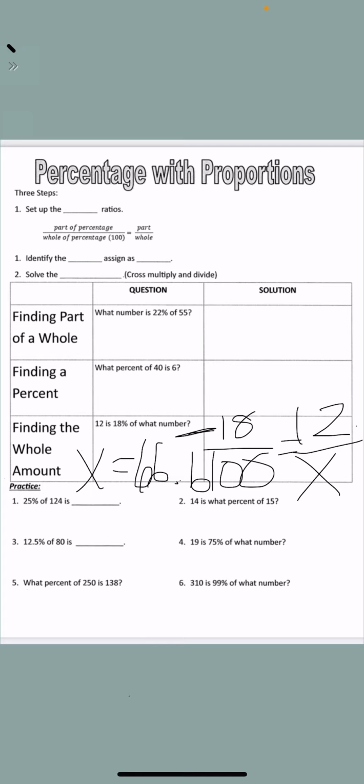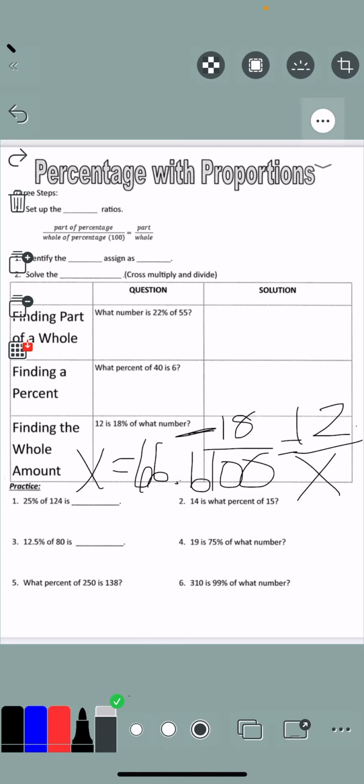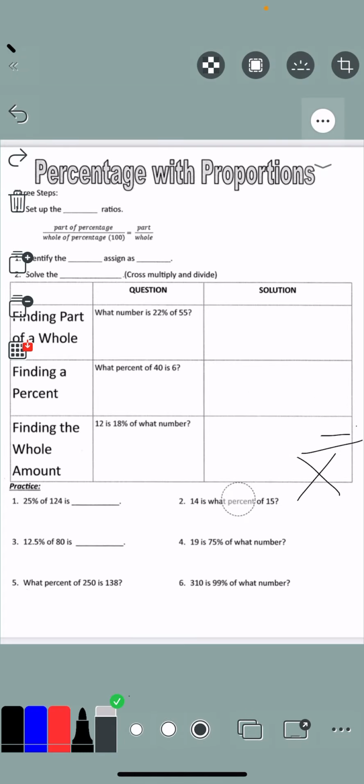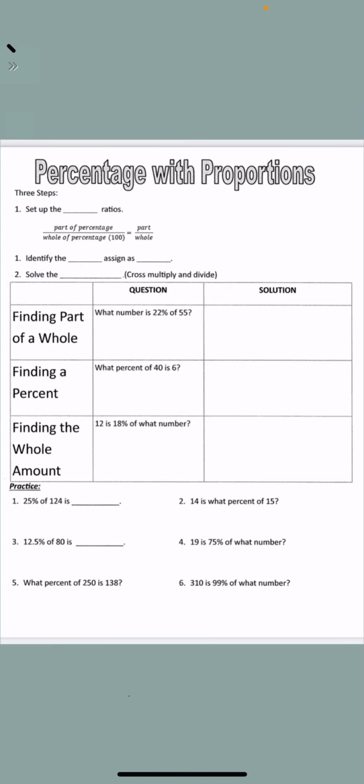All right, I want you to try the 6 at the bottom, and when you have the 6 at the bottom complete, check in with me, or if you need to do a couple together, check in with me.